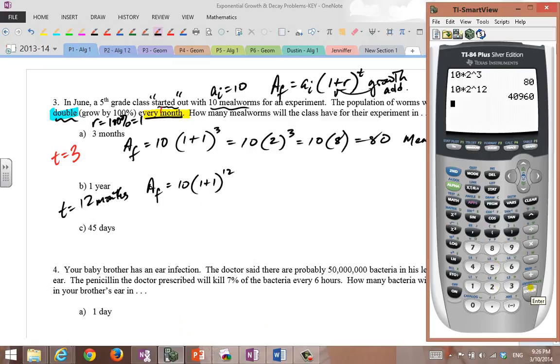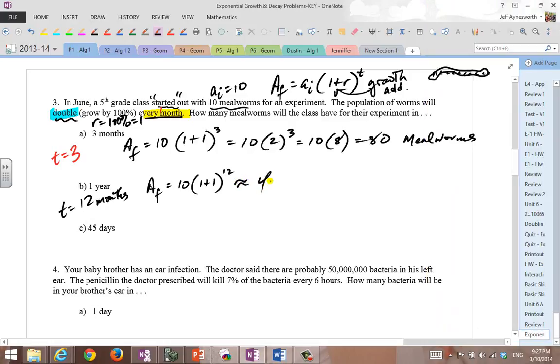All right, that's big. You guys remember the doubling, the powers of 2 drill that I do with you guys? 2, 4, 8, 16, 32, 64, 128, 256, 1024, and so on. And you'd have to do that 12 times, then multiply by 10, and you get 40,960. So 40,960 mealworms. Oh yeah, that's a lot.